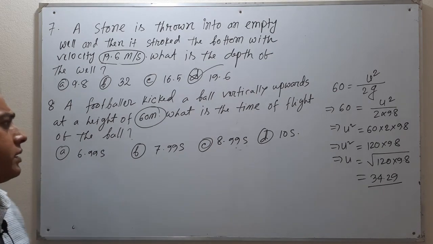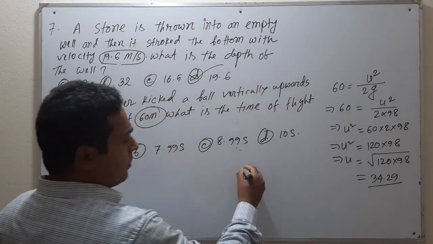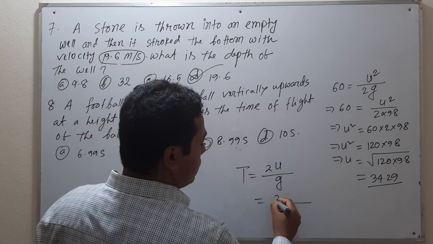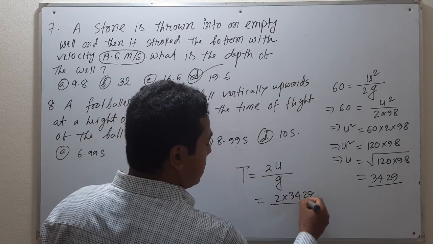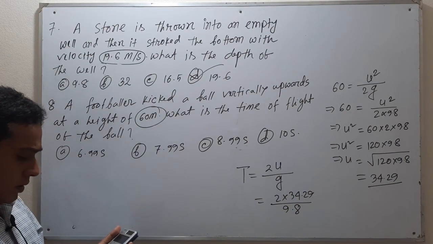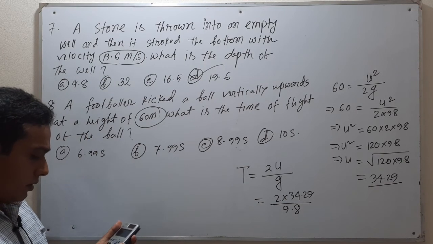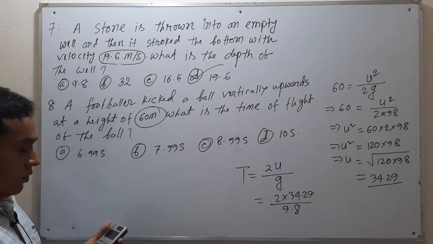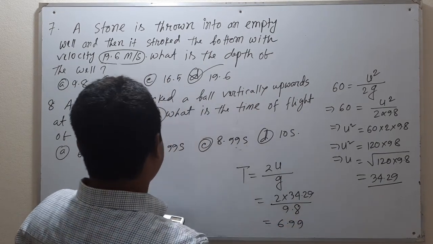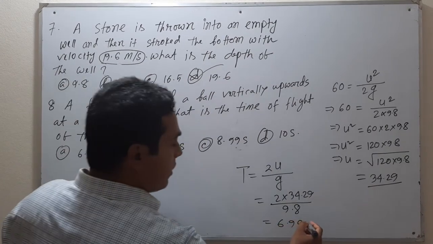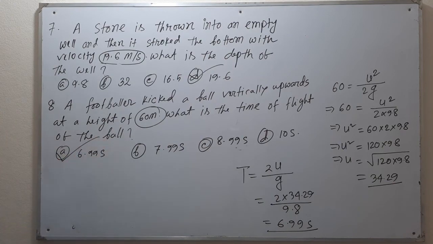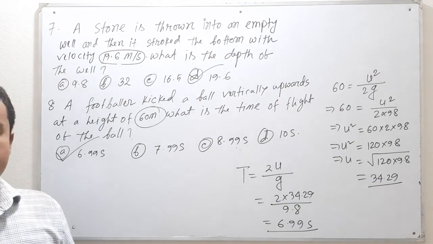Now what is the time of flight? Time of flight t is equal to 2u divided by g, so 2 into 34.29 divided by 9.8, which is 6.99 second. Okay, so our answer is A, 6.99 second. Okay, my dear students, this is our today's class.